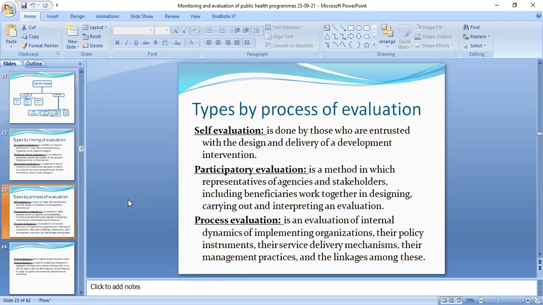Know the types by process of evaluation, which are 5 types. The first type is self-evaluation. It is done by those who are entrusted with the design and delivery of a development intervention. The next type is participatory evaluation. It is a method in which representatives of agencies and stakeholders, including beneficiaries, work together in designing, carrying out, and interpreting an evaluation. Next is process evaluation. It is an evaluation of the internal dynamics of implementing organizations, their policy instruments, their service delivery mechanisms, their management practices, and linkages among these.